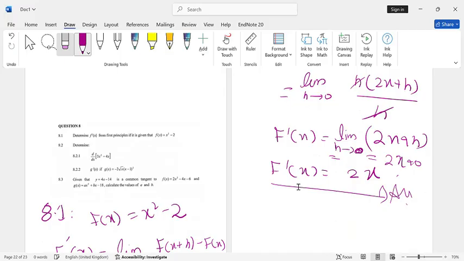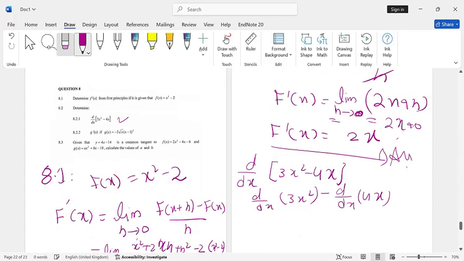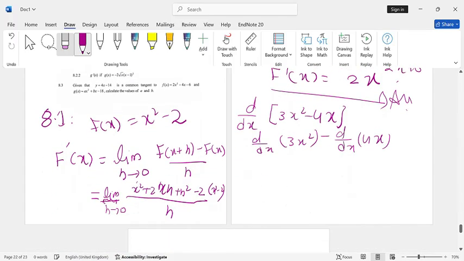The next question is about 8.2. 8.2.1 is to find the derivative of 3x squared minus 4x. Okay? So we have to find the derivative of 3x squared minus the derivative of 4x, all right? How can you find the derivative of this? This is a very simple question.